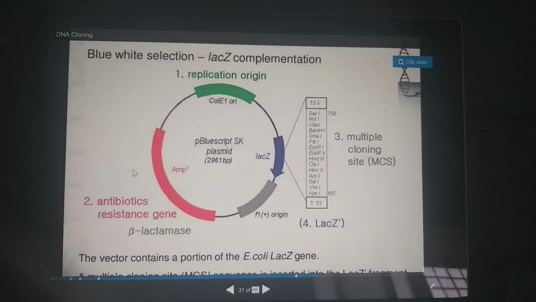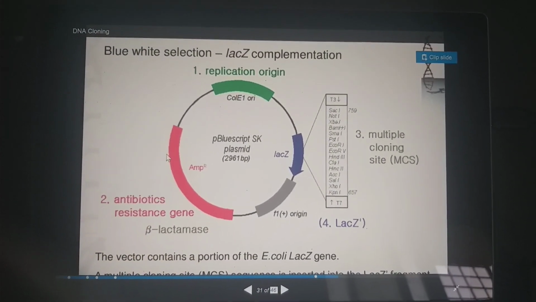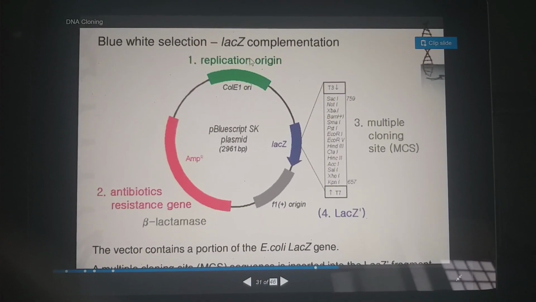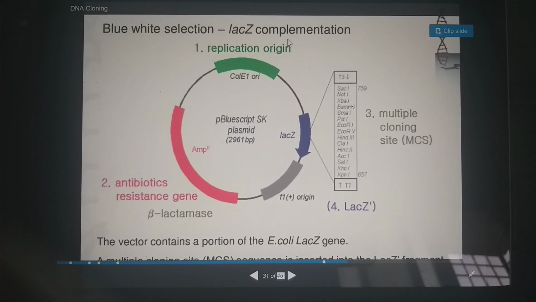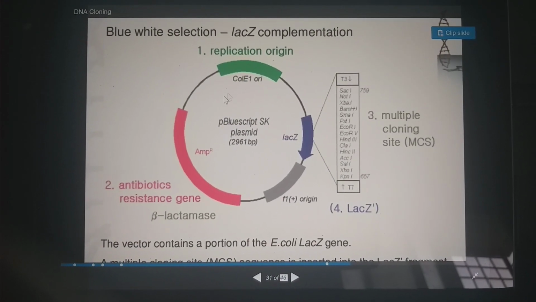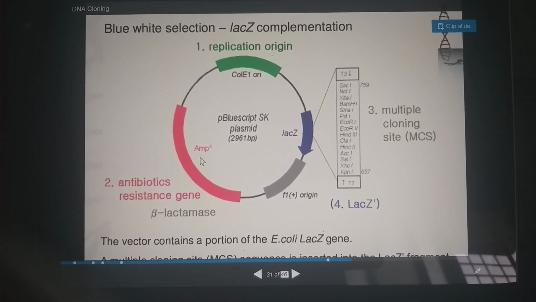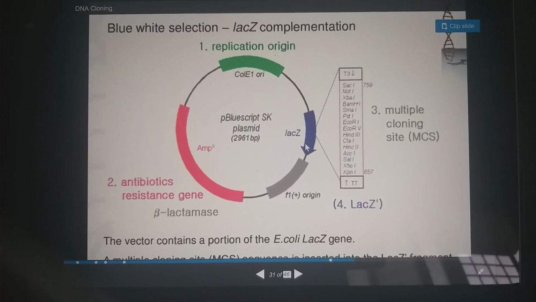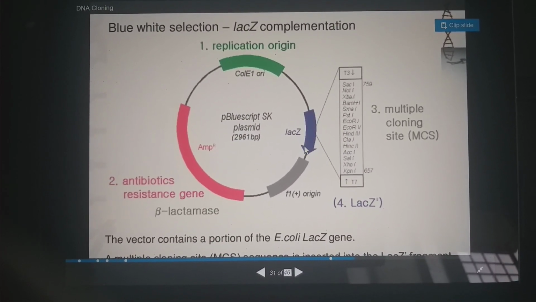Hello, I'm going to explain the blue white selection, and this explanation is for lacZ alpha complementation. This is the vector which contains the antibiotic resistance gene. It has the replication origin and the lacZ alpha gene. We are going to focus on this lacZ alpha gene.